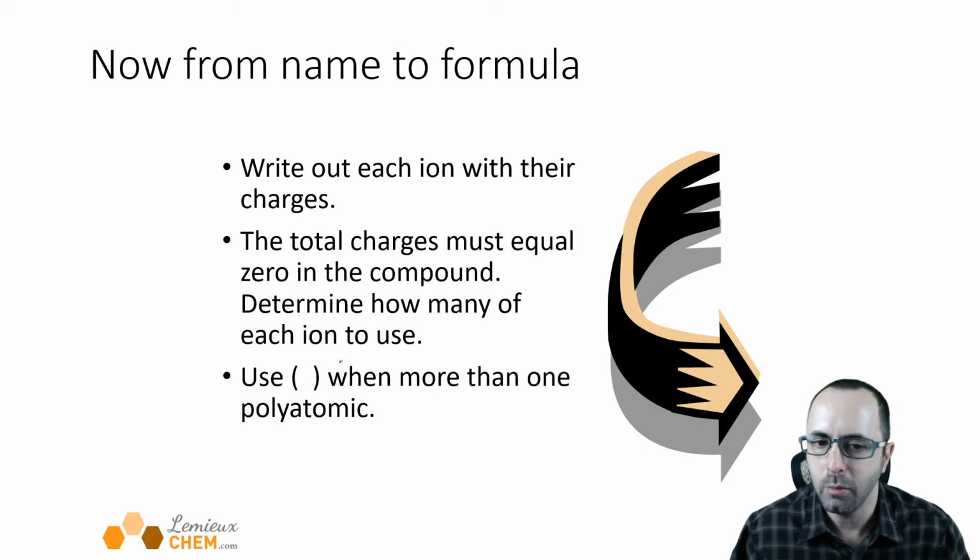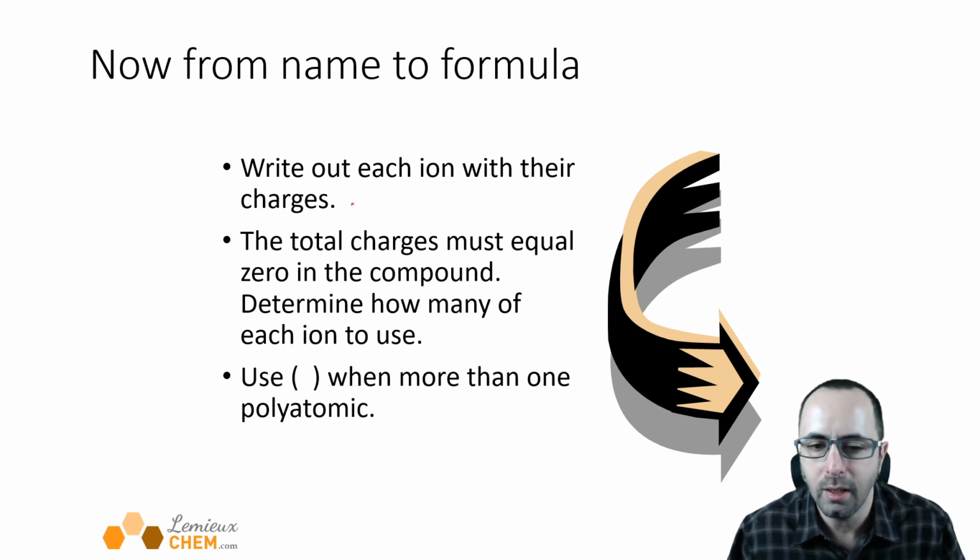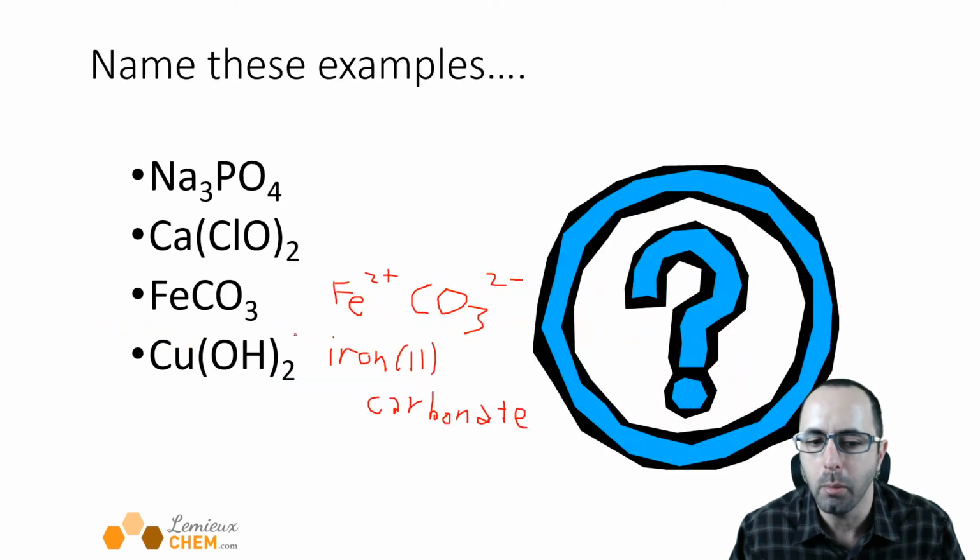Now going from name to formula. Here we'll have to write out the formula. Again, just as before, you write out each ion with their charges. You figure out how many of each you would need to cancel the charges. The new thing here is if you have a polyatomic ion, if you have more than one, you use parentheses to indicate that there's more than one. If we go back here, this parentheses 2 meant there was more than one hypochlorite. There were 2 of them. And here the 2 meant there were 2 hydroxides.